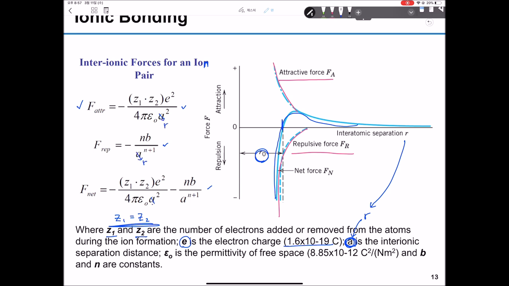All right. And this epsilon is the permittivity of free space, and B and N are constants, and these constants depend on what material it is.